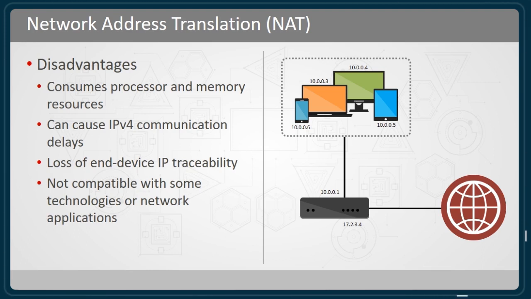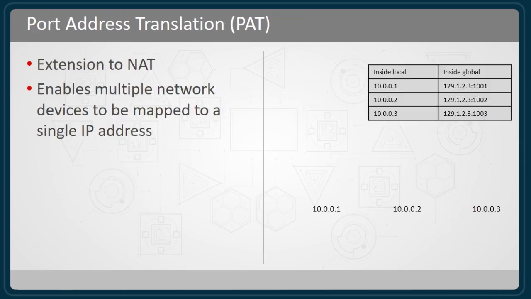and it can also cause loss of end device IP traceability. Sometimes you might want to audit to see what's going on, who's doing what. But ultimately, the router can only remember so much, so it starts kicking out old data in favor of newer data, so you can lose that traceability. And in some cases, it's just not compatible with certain technologies or applications. You might not know until you try, but you may encounter something that says it's not compatible with NAT.